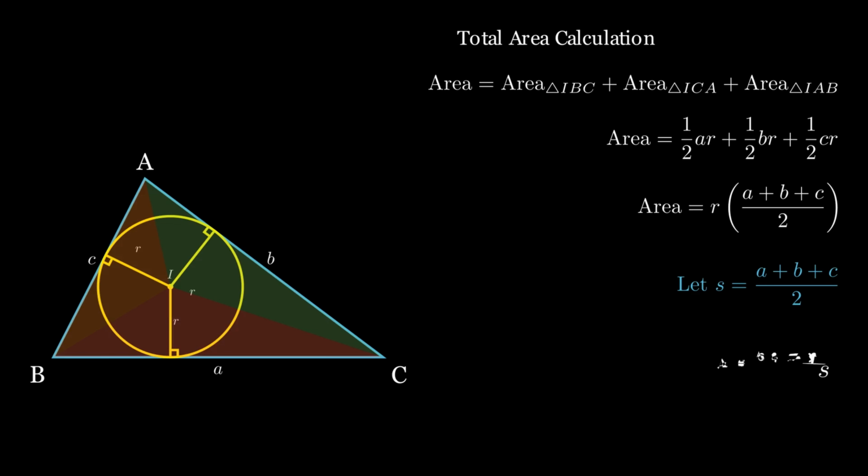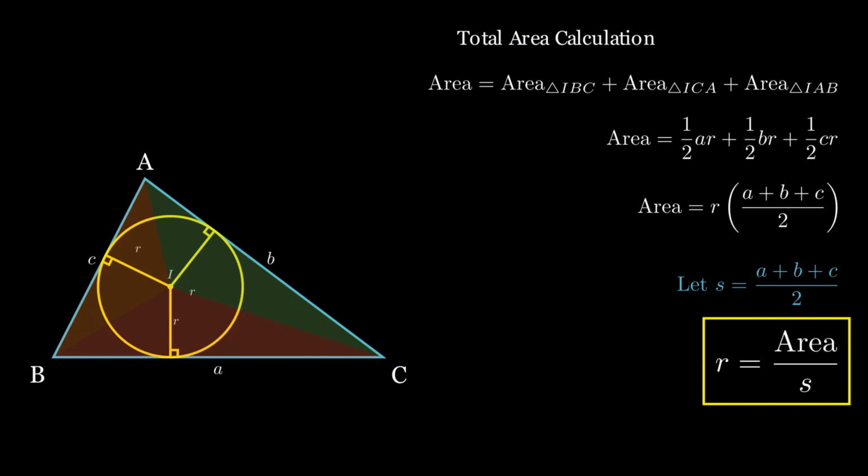Finally, solving for r, we get our result. The inradius is simply the area of the triangle divided by the semiperimeter. Simple, elegant and powerful.